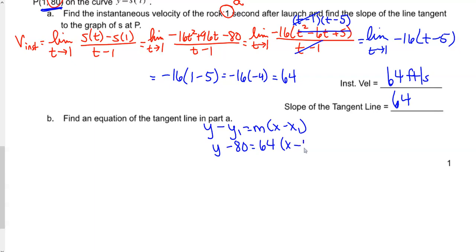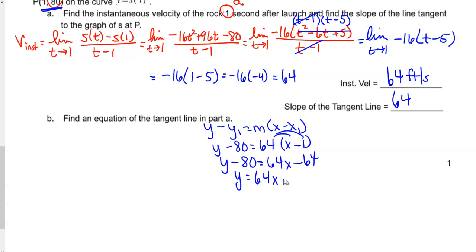And from here, getting it into y equals mx plus b is good. Actually, I probably shouldn't use y and x. I should use t because we're working in time, but that's okay. We're going to go ahead and just solve this, and we can change the variables later. Sorry, I need to distribute the 64. So we get y minus 80 equals 64x minus 64. And then I add over my 80 with the negative 64, and I get y equals 64x plus 16.